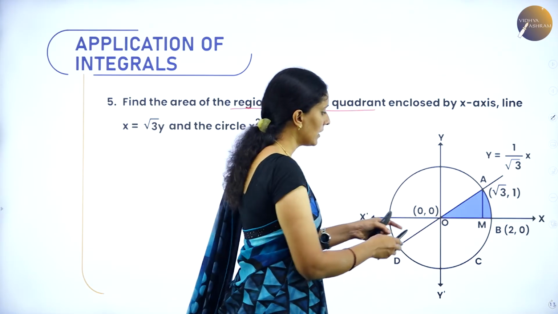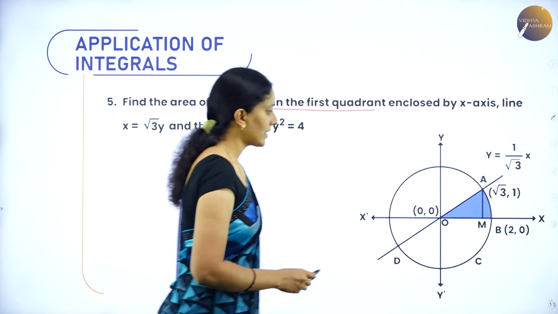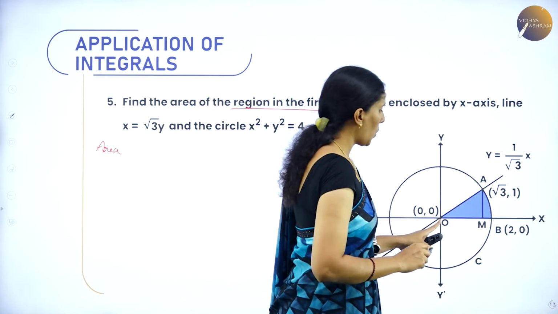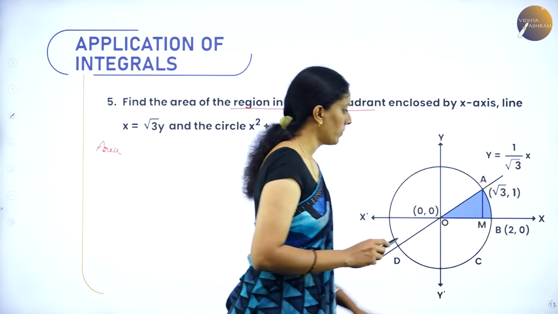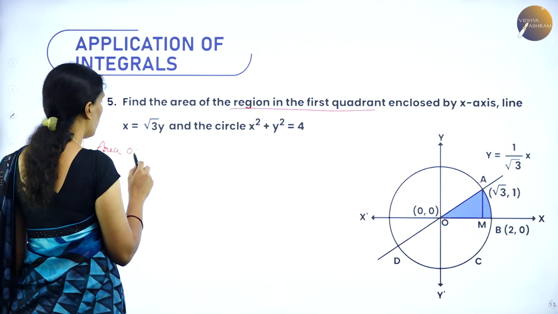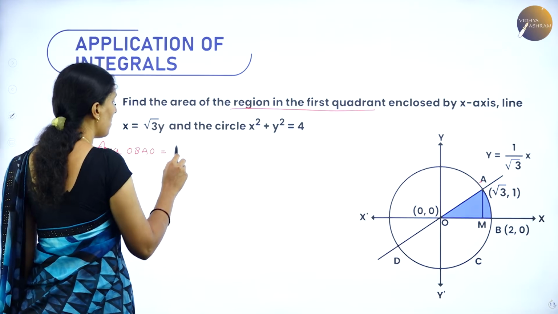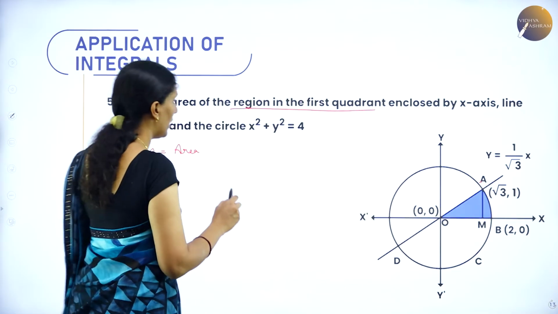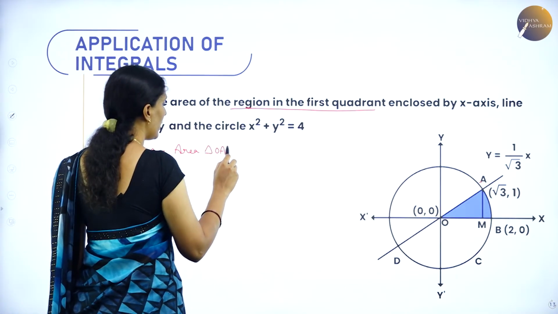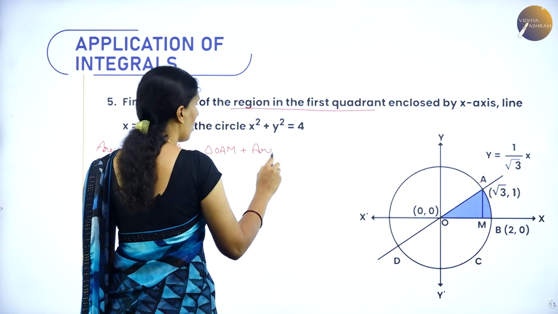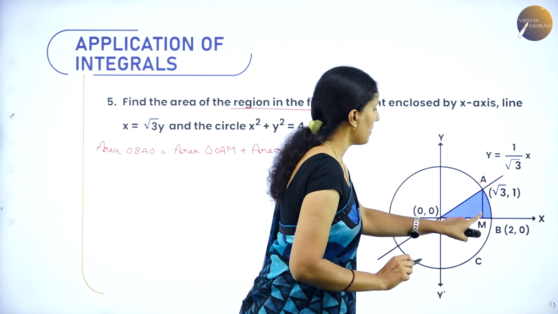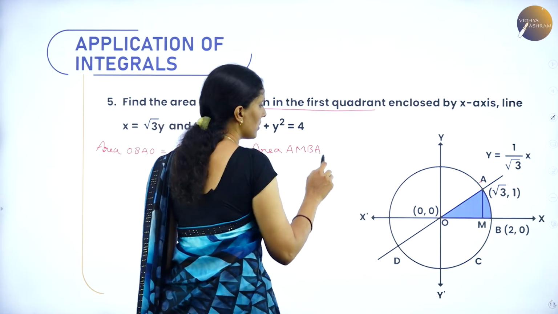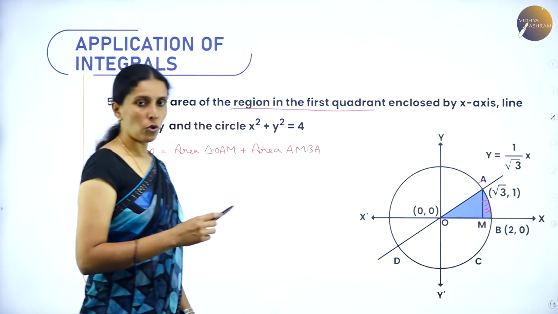So what I can see here, the area of the sector O, B, A, O can be taken as the sum of the area of triangle OAM plus the area of this region, that is MABM, or you can take it as AMBA. So it's a sum of those two regions.